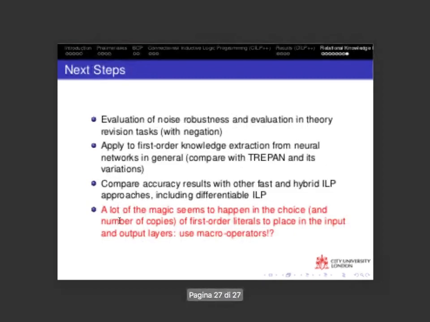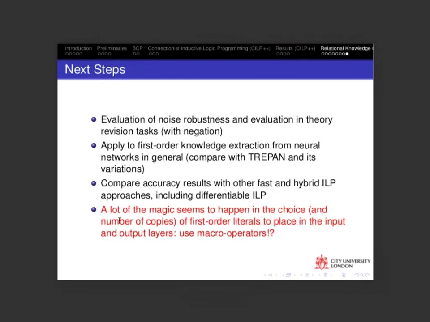So, and again, to highlight that a lot of the magic seems to happen in the choice and the number of copies that are used for these first-order literals, and potentially such macro descriptions or macro operators in the input and in the output. And if we have that predefined, then we should be able to use pretty much the standard Trepan algorithm to derive decision trees that now will have first-order rules in their nodes. And that would be a nice thing to consider and compare.